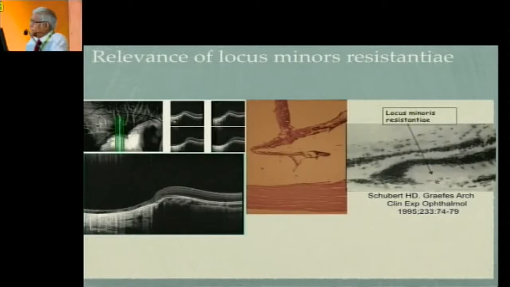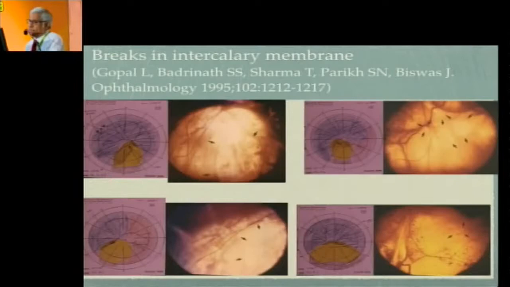And we have also described some breaks in the intercalary membrane, not that they are important from the management point of view, but it gives you a perspective how difficult it is to identify these breaks against the backdrop of a lack of retinal pigment epithelium. But it also gives you an understanding that you need a break in the intercalary membrane as well for a clinical retinal detachment to take place, in addition to the break at the area of least resistance.